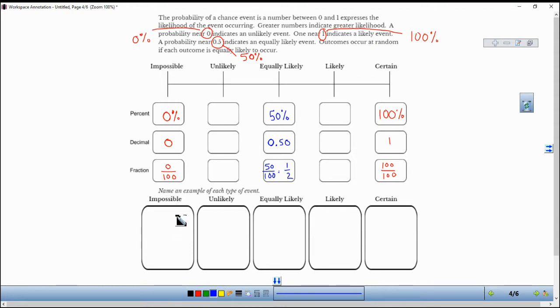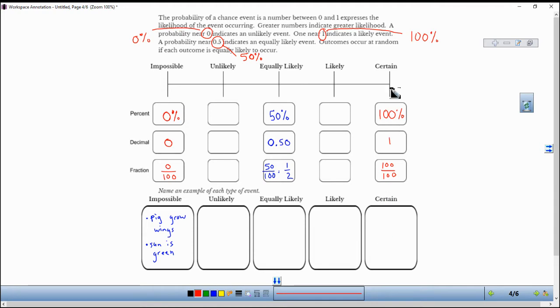So let's think of an event that could be impossible. Okay, we might say something impossible would be like a pig grows wings. Based on their current biology, that is impossible to happen, like tomorrow. Another one would be like the sun rises and the sun is green. That's an event that's impossible to happen.